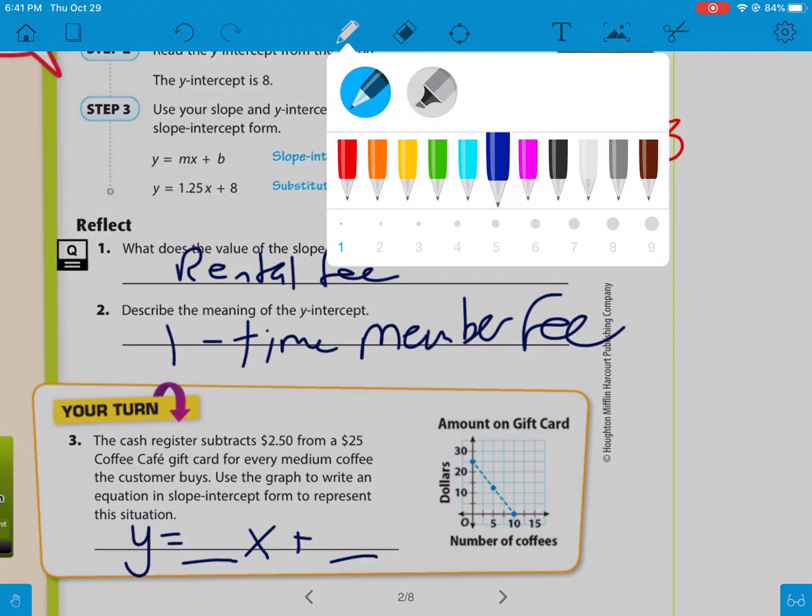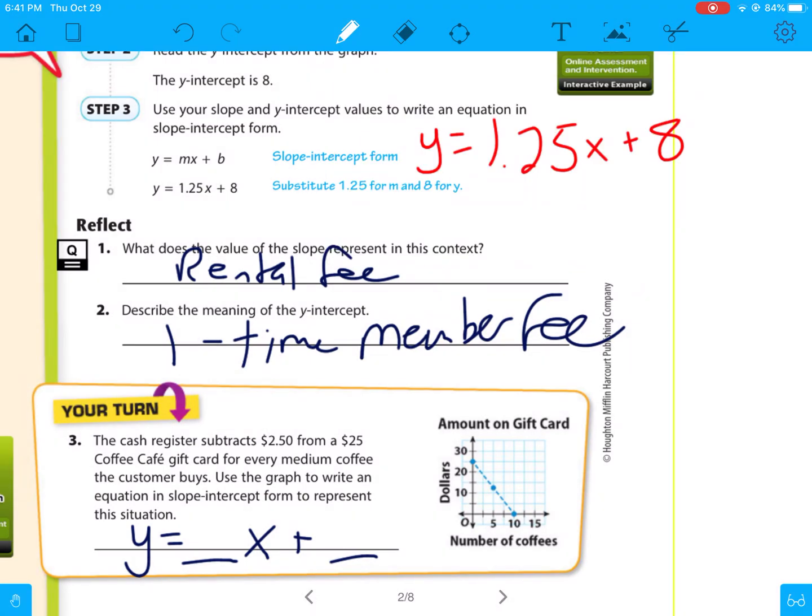Now, if you just look right away, you could find your y-intercept. Remember, this is the y. It crosses at 25. So that's what you start off with. That's your y-intercept, and it's going down, so you know it's going to be a negative slope. And you can even just see that it's subtracting $2.50 for each coffee. So you could just say, hey, it's going to be minus $2.50, or we can do rise divided by run.